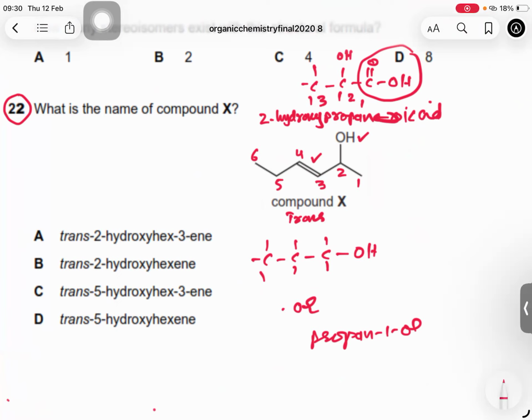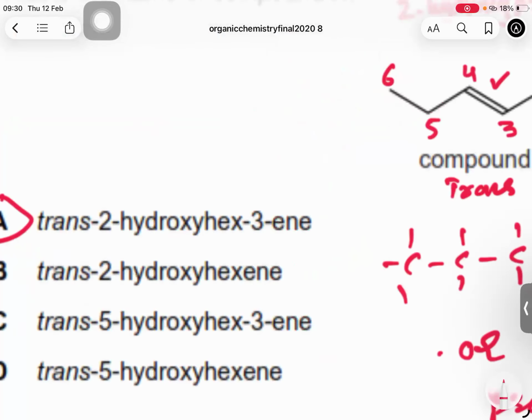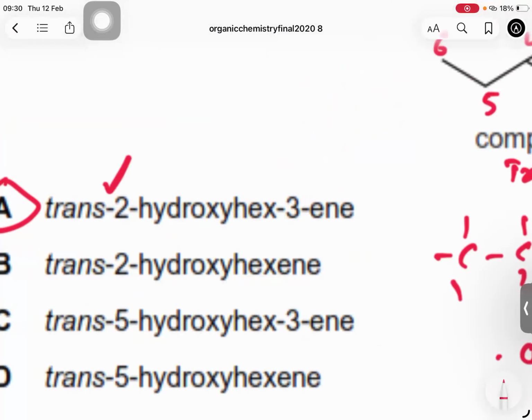2-hydroxy hex 3-ene. Right? So what is the name of this compound? And is it a cis or trans? It's a trans. So trans 2-hydroxy hex 3-ene. And please mind this, that cis and trans are always separated with the dash.